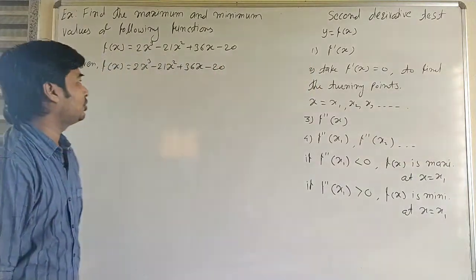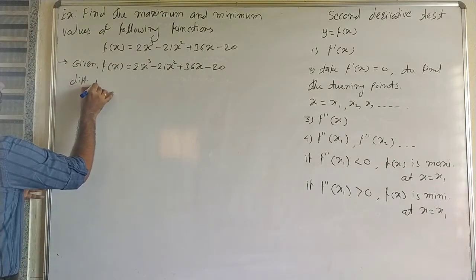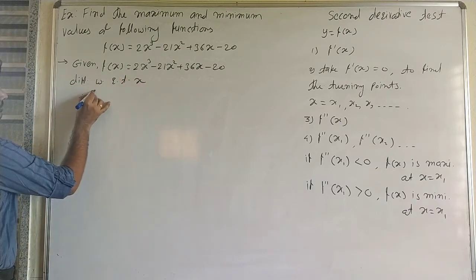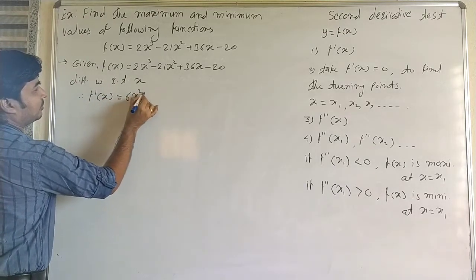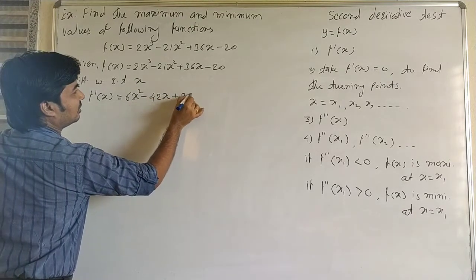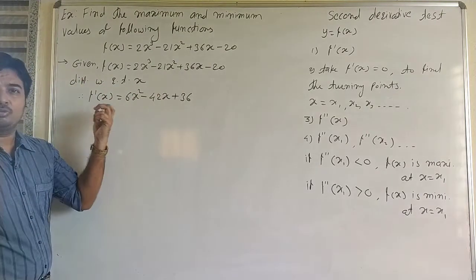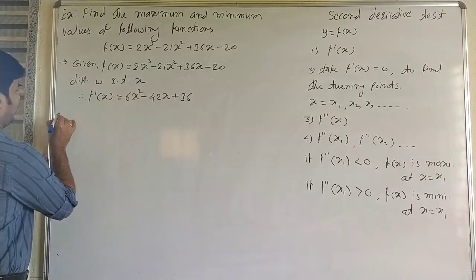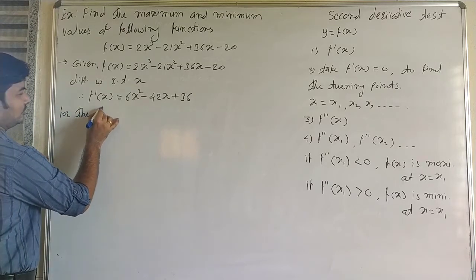Then first find f dash of x. Therefore differentiate with respect to x. Therefore f dash of x is equal to 6x square minus 42x plus 36. Okay, to find the stationary points or turning points, put f dash of x equal to 0 here for the turning points.